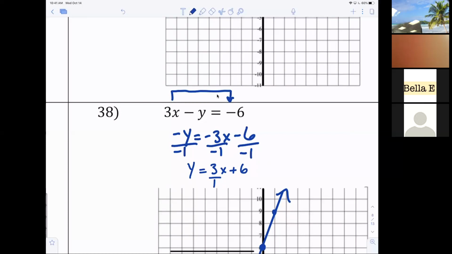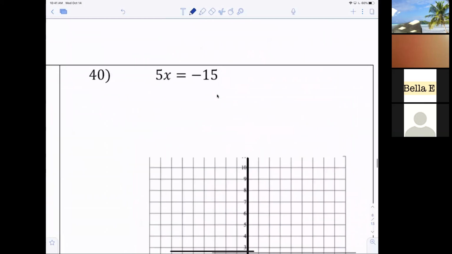You agree with me now? I don't really understand it, but... You're not allowed to have negative y. So if that was a 2, we would divide by 2, right? You're supposed to know, Jack, that negative in front means negative 1. Here we go, number 40.